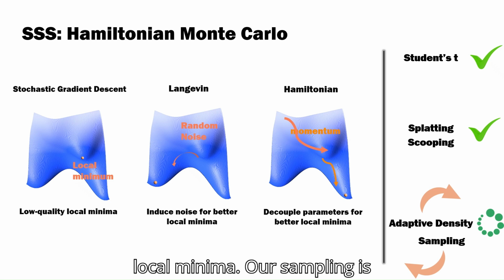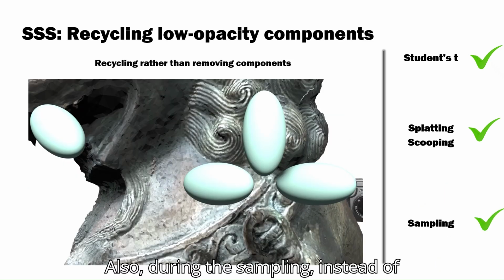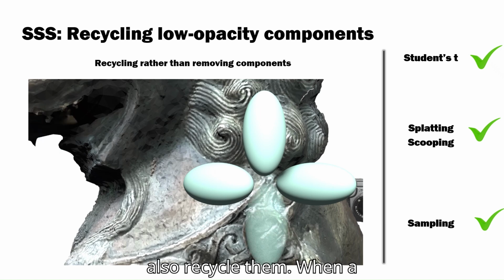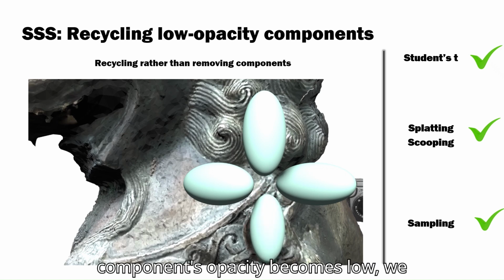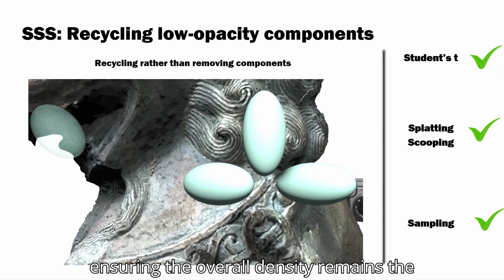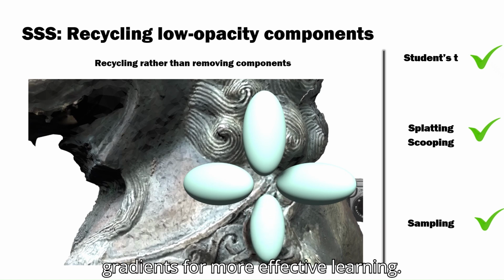Our sampling is based on Hamiltonian Monte Carlo. Also, during the sampling, instead of removing low opacity components, we also recycle them. When a component's opacity becomes low, we move them to high density areas while ensuring the overall density remains the same, so that they obtain larger gradients for more effective learning.